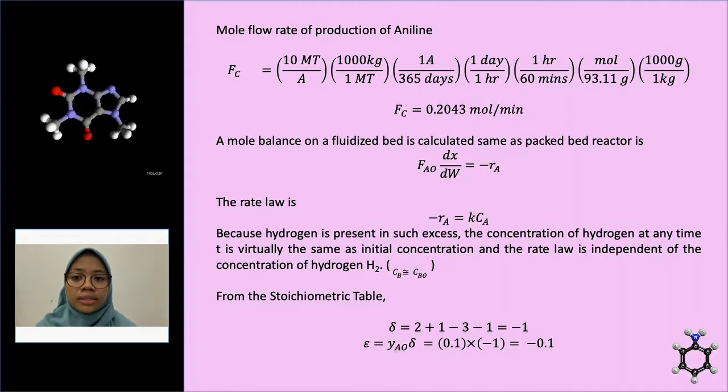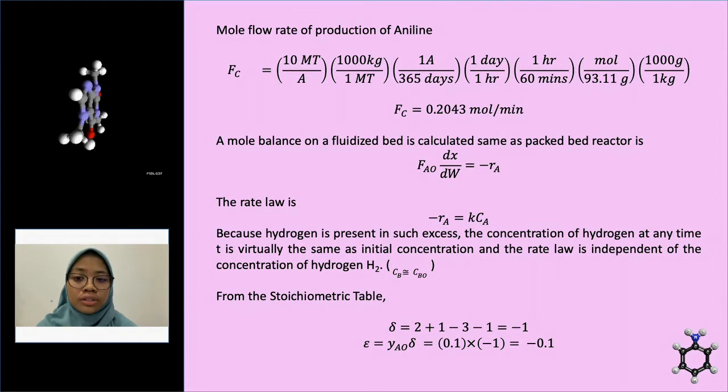Next, the mole balance on the fluidized bed is calculated the same as for a packed bed reactor, which is Fa0 dX/dW equals negative Ra. After that, we need to know the rate law equation for this reaction. Therefore, from the reaction, the rate law is negative Ra equals k Ca. As we can see, it does not follow the elementary reaction because hydrogen is present in such excess. The concentration of hydrogen at any time t is virtually the same as the initial concentration, and the rate law is independent of the concentration of hydrogen.